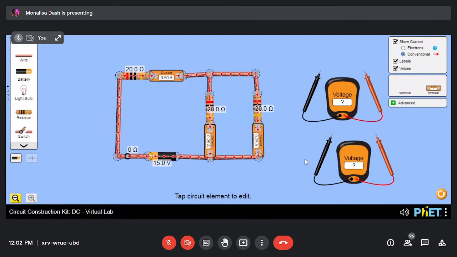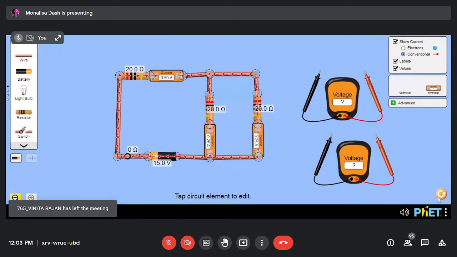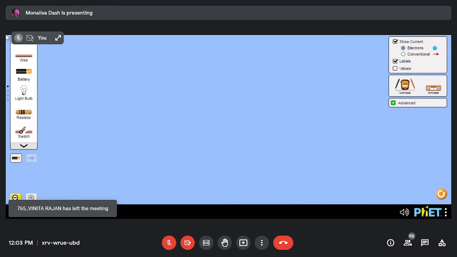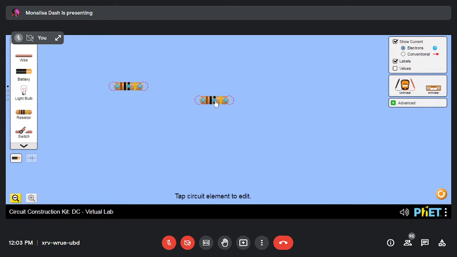I am not doing KVL because it is very easy. You can do it, yes or no? Or I have to show it? Can you please show once? KVL, okay. Very easy. Just I am taking three resistors connected in series, same battery. I'm not connecting the switch, directly I'm connecting. This is the circuit. If you connect the switch also, no problem.